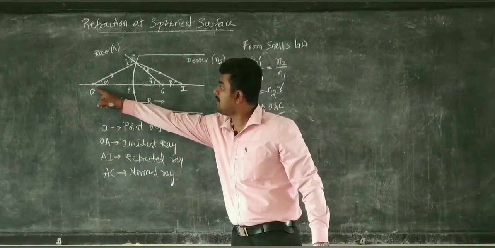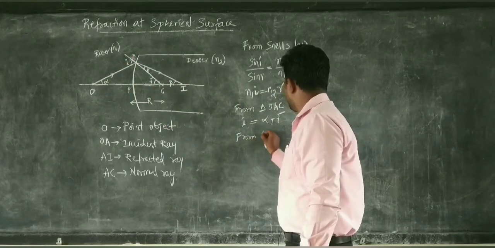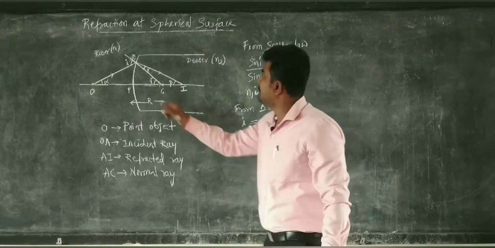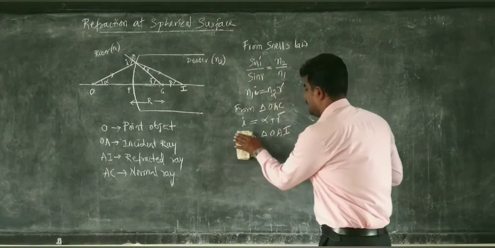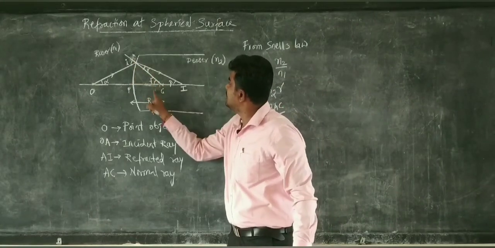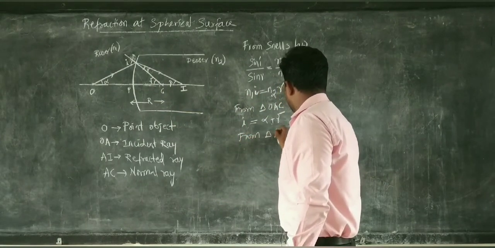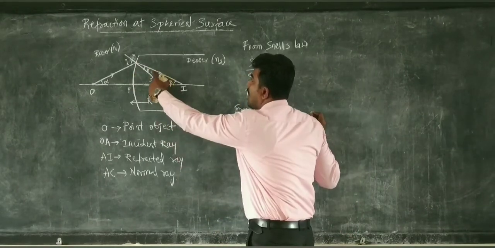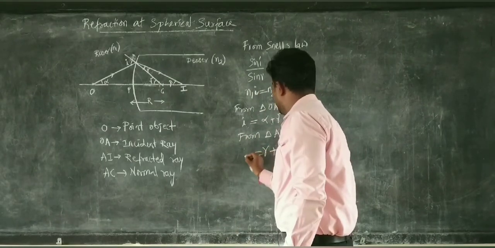Similarly, if I consider the triangle OAI, from triangle OAI, I can write, not that one, sorry, this triangle ACI, from triangle ACI, this is ACI, r plus beta is equal to gamma.